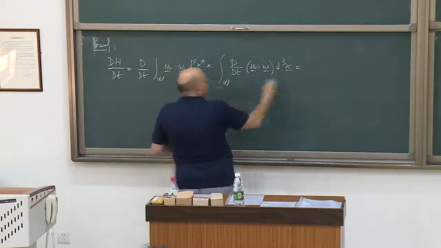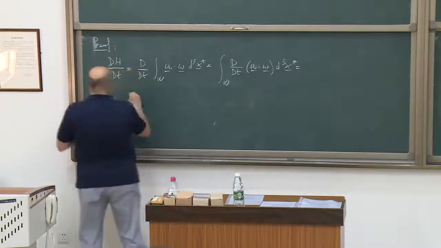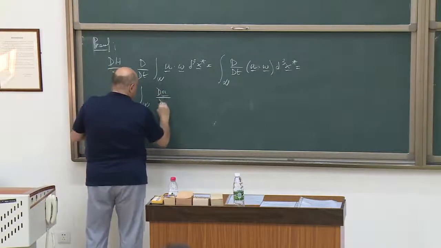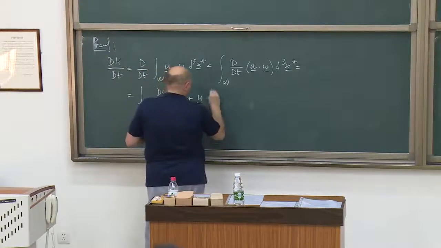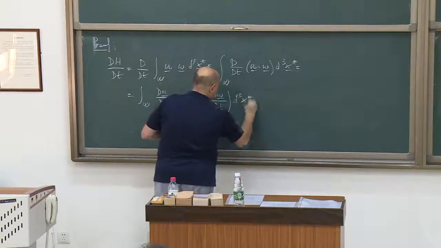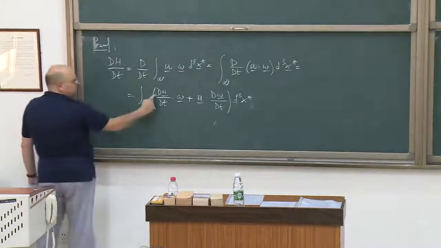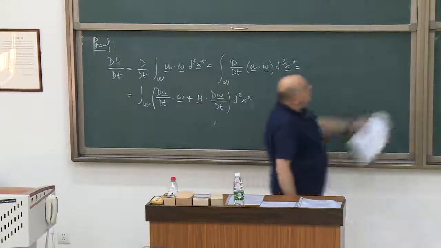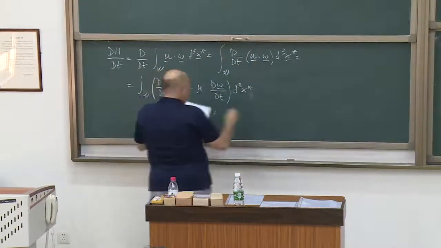Sorry, I should have put this star. Maybe I'm now forgetting it. Anyway, so we have the integral on this W of du/dt times omega plus u dot d omega/dt in d3x star. And then we apply Euler's equation for du/dt, and then we need d omega/dt, which I'm afraid I inadvertently erased.